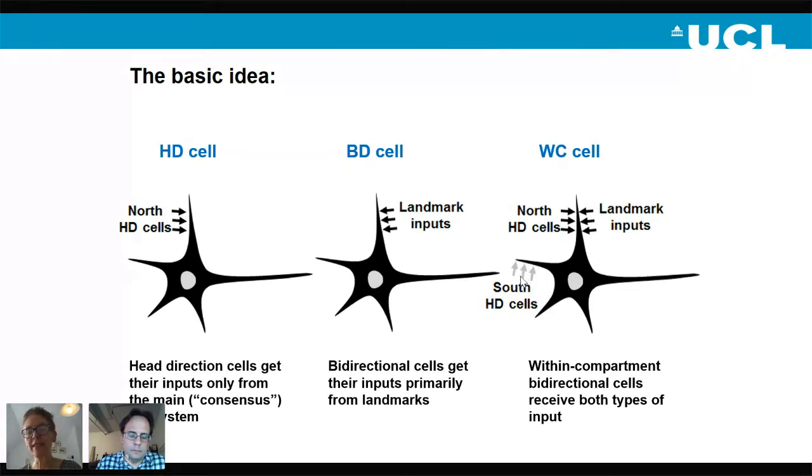Now, it won't be as strong as when it faces the north because it doesn't have the backup from the landmark inputs, but it's enough to make it cross its firing threshold, and so it produces the smaller of those two tuning curves. So that's what we think these within-compartment cells are. They're cells that are integrating landmark and head direction inputs.